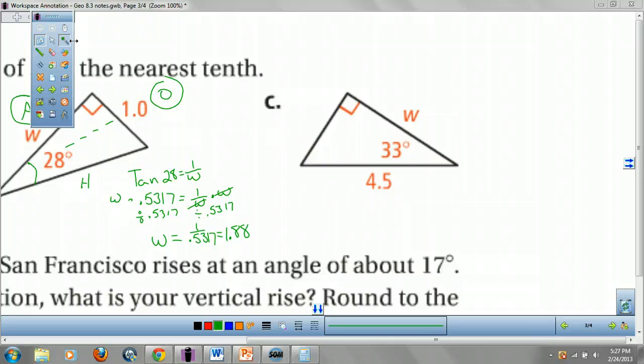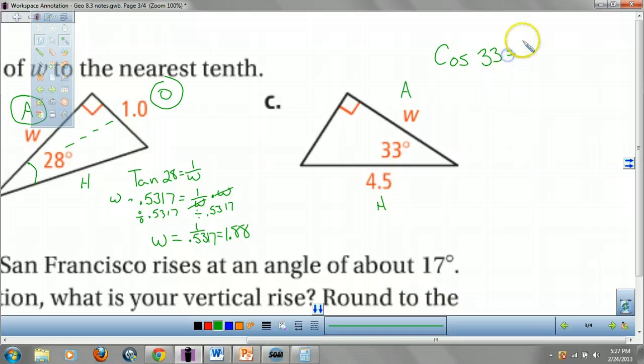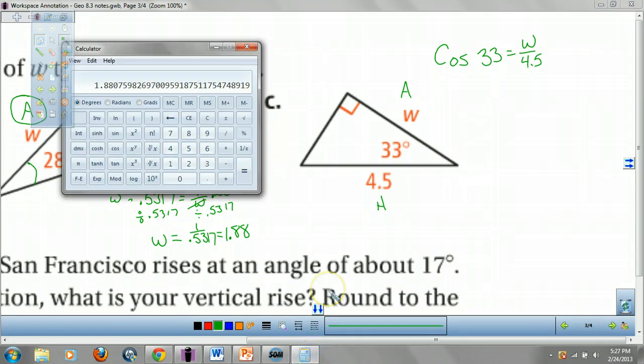Okay. Last one we're going to do. We have a hypotenuse. The side W is touching us, so that's our adjacent. Which one has an A and an H? Well, cosine does. So we set cosine of 33 equals our adjacent over our hypotenuse. Okay. So again, grab your calculators. 33 cosine of it is 0.83867.